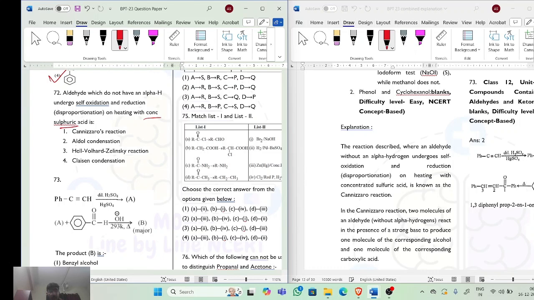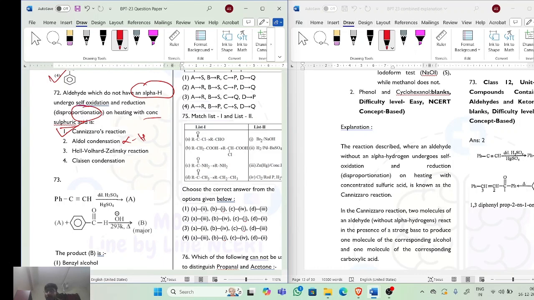Sulfuric acid. First of all, the reaction does not have an alpha H, and it is disproportionation. So it is giving us the full idea. It is talking about the Cannizzaro reaction, because in aldol condensation we have alpha H, but here it is talking about not having an alpha H. So it will be the Cannizzaro reaction.